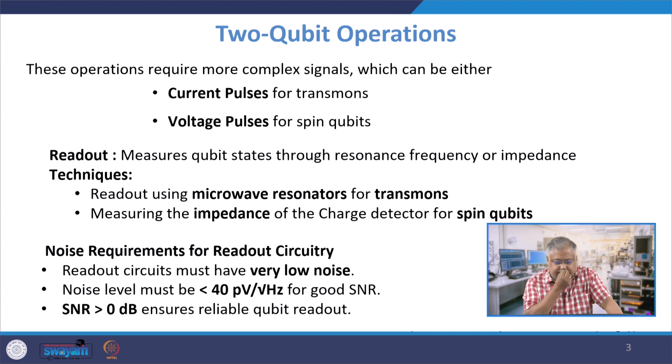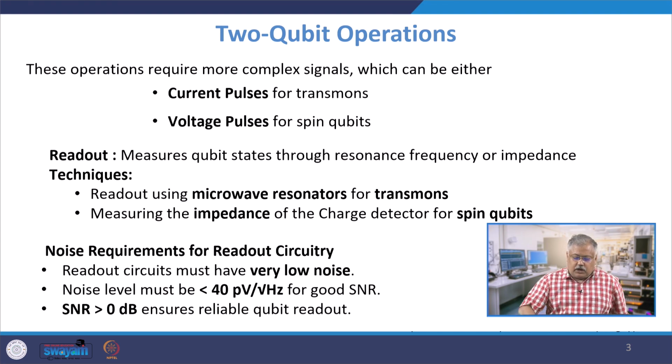So as I discussed with you earlier, if you are looking at transmon, you use current pulses, and if you are working with spin qubits, you use voltage sources, right. And this is for operations on single qubit. Now if you do a readout, then it measures basically the qubit states through resonance frequency or impedance techniques, right. So the idea here is that you send a signal, the reflected signal is studied, and from there you can understand the state of the qubit.